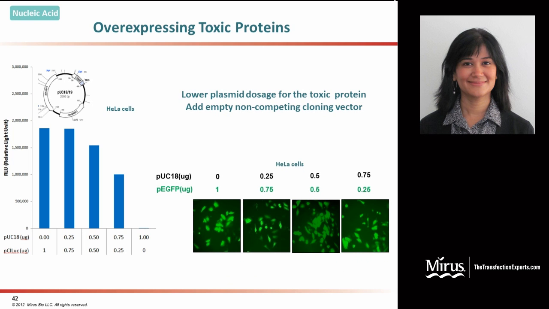Here is some data showing the expression of luciferase from a co-transfection of pUC18 and pCI-LUC. As you can see here, as you increase the amount of the non-competing cloning vector, the amount of luciferase expression decreases. In the case of toxic proteins, this would be deliberate but would allow your experiments to succeed. The same holds for eGFP expression in this experiment, where you titrate down the amount of GFP to 0.25 micrograms from 1. And you can still see some GFP expression without having to hamper your experimental results.